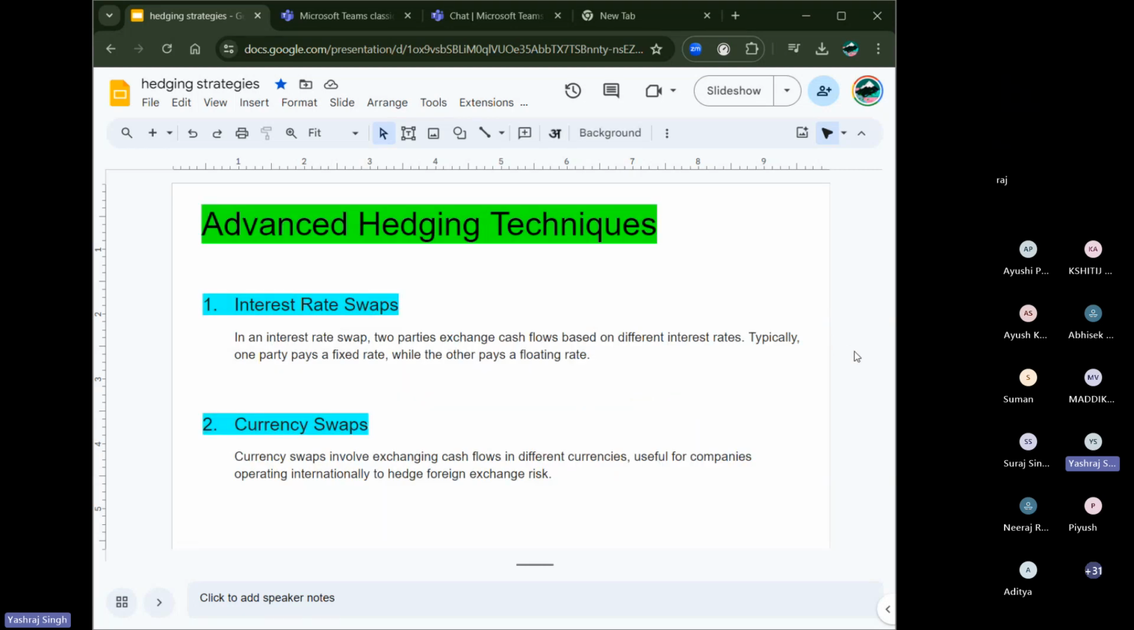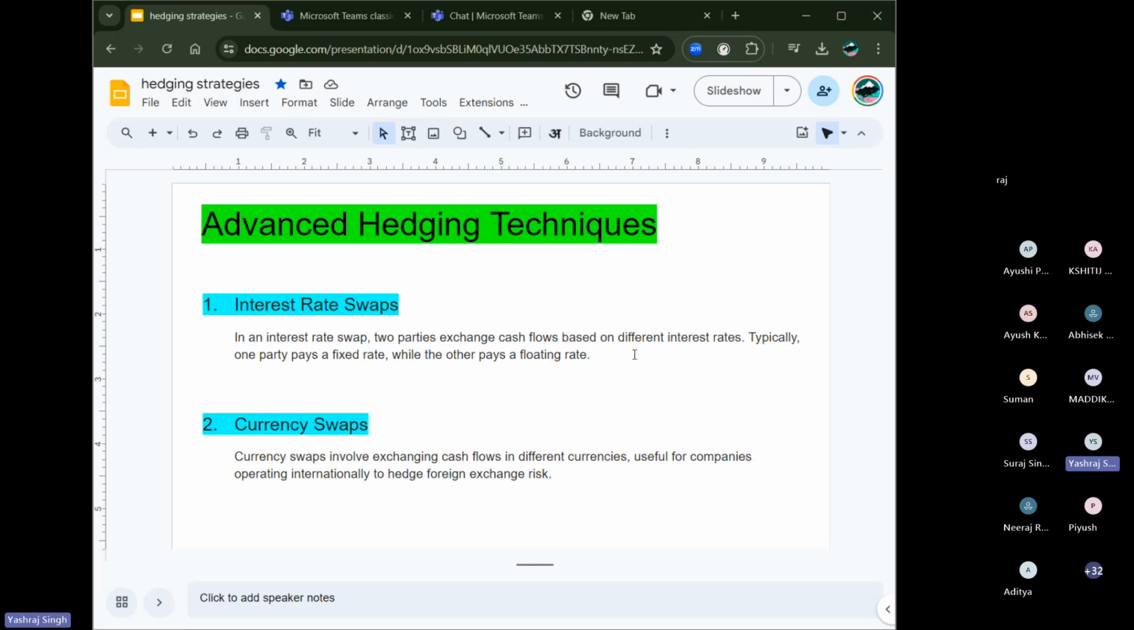Let's move ahead. There are a few advanced hedging techniques as well, and I'm assuming that you are a bit aware of these: interest rate swaps and currency swaps. Let's make this a bit simpler. Don't get into the jargon, like cash flows and different interest rates, and just think of it as a call option on interest rate, right?